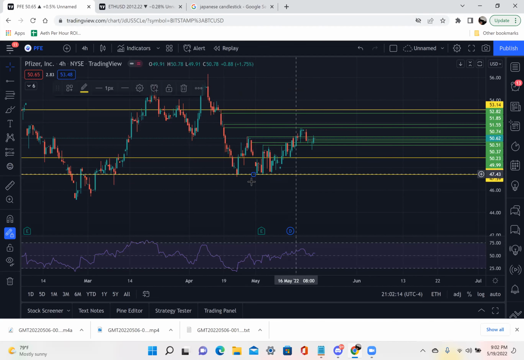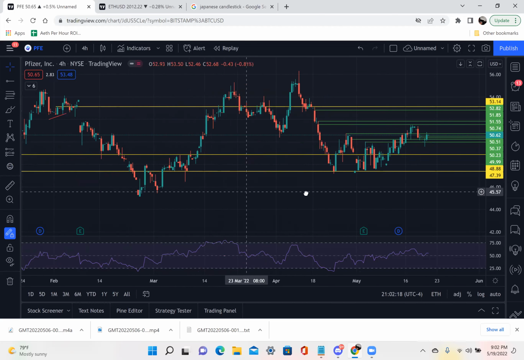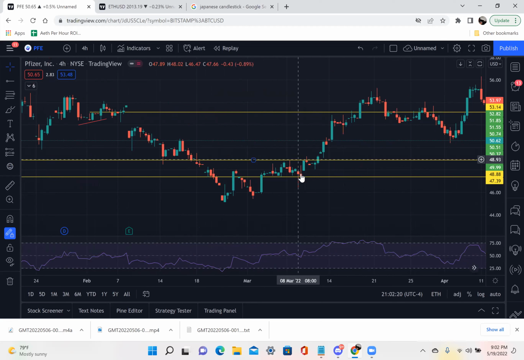If I put it on the bodies of the candles, what I realized is they match up with other bodies. See, when it closed right with it, you know what I'm saying? And I still got the bounce. And that's what I want.